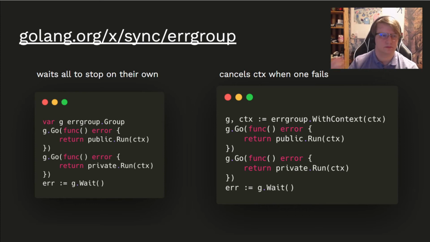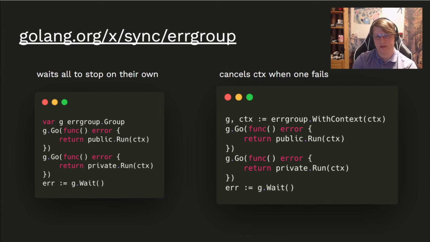The other really nice package is errgroup. It provides a nice way to start those different things in the background and wait for them to complete and propagate the error as well. So there are two ways to use this error group. One is to use it without context, which means that it will wait until all of them finish completely, even if one of them fails.